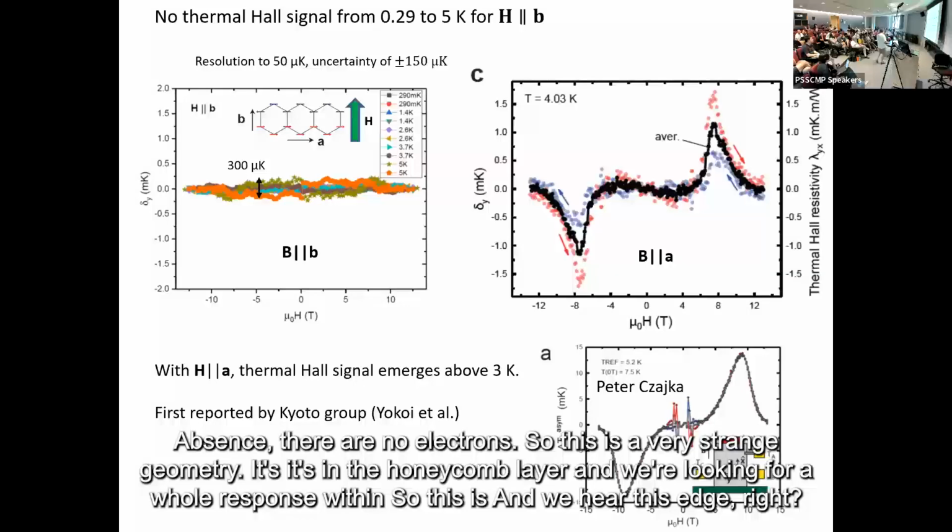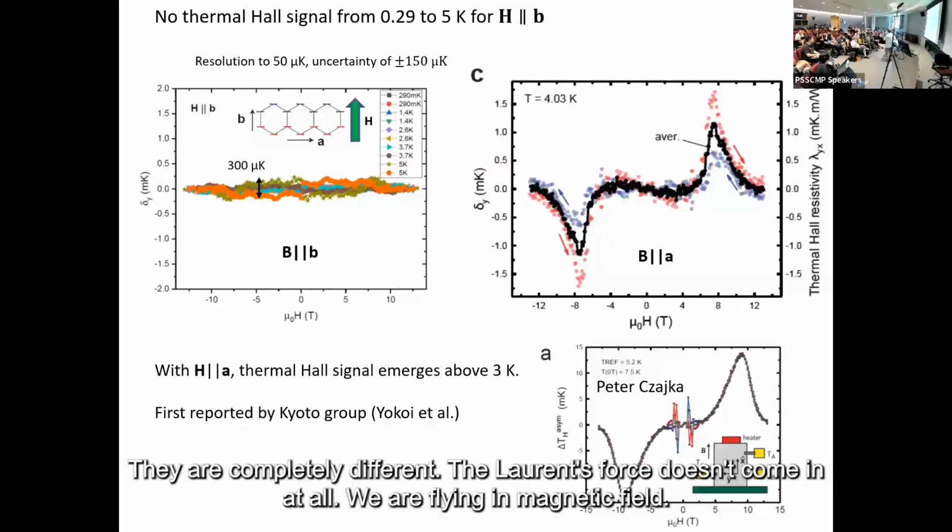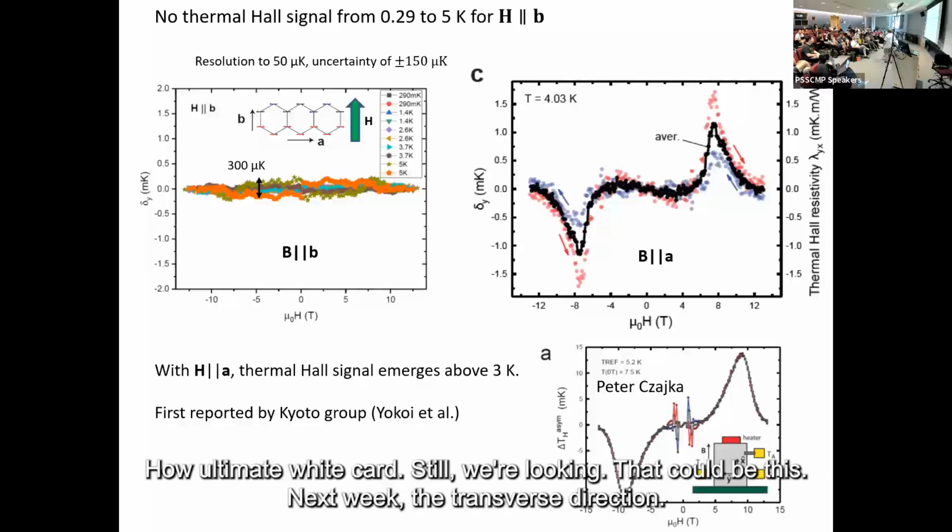Let me point out here. So this is the honeycomb layer, and we heat up this edge. So we're driving the heat current downstream. In normal Hall effects, like in the quantum Hall effect, the field will be perpendicular to the layer, so we're looking for a deflection of the charge current by the Lorentz force. Here it's completely different. The Lorentz force doesn't come in at all. We are applying the magnetic field in the plane, parallel to the applied current.